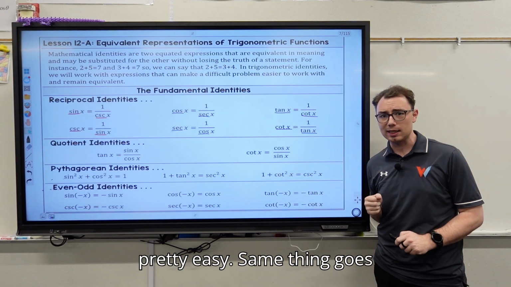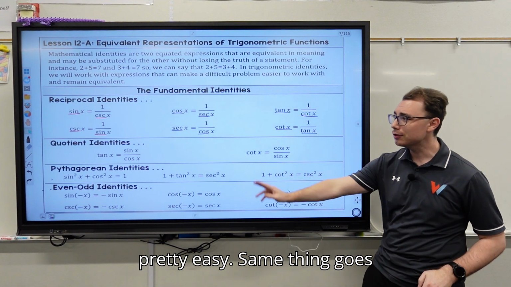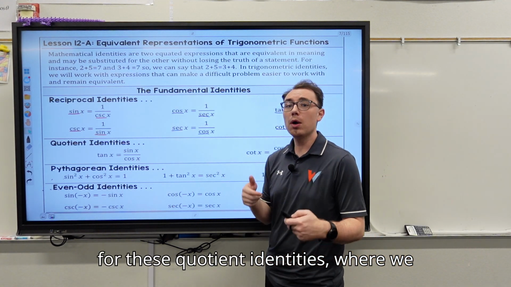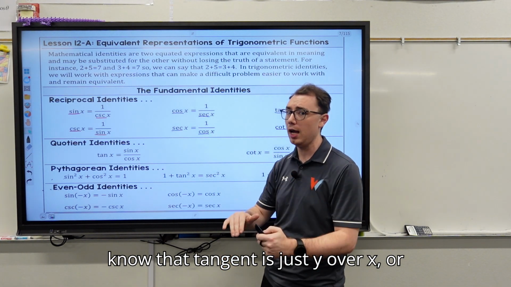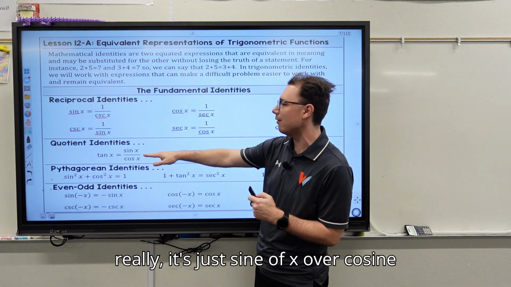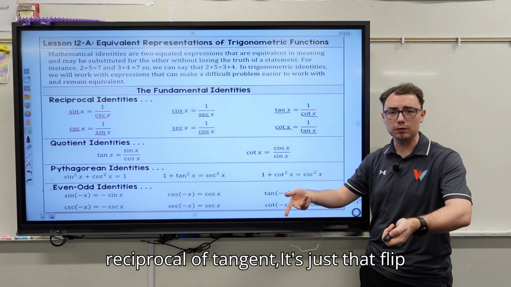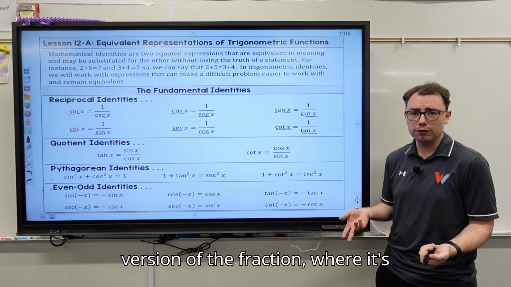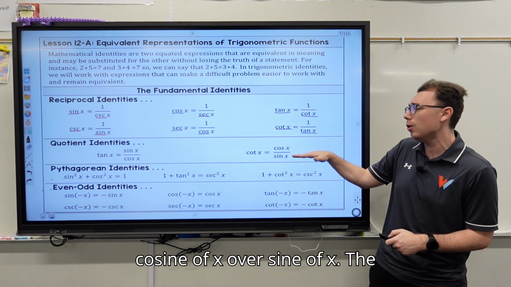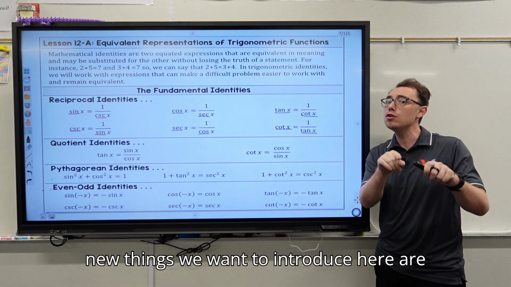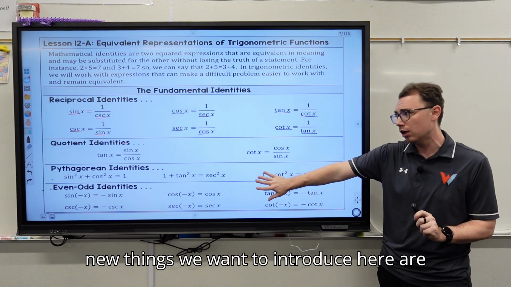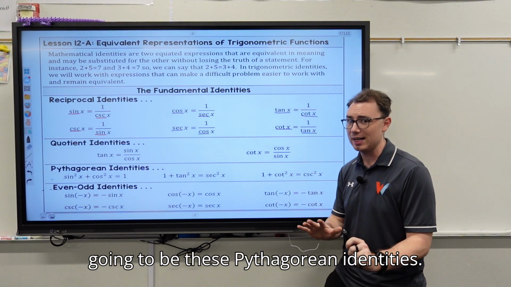These are pretty easy. Same thing goes for these quotient identities, where we know that tangent is just y over x, or really it's just sine of x over cosine of x. And since cotangent's the reciprocal of tangent, it's just that flip version of the fraction, where it's cosine of x over sine of x. The new things we want to introduce here are going to be these Pythagorean identities.